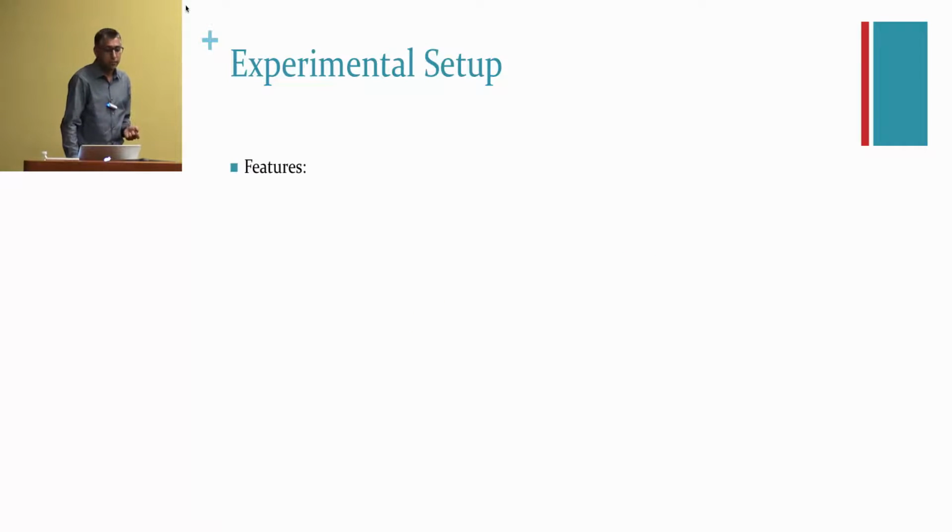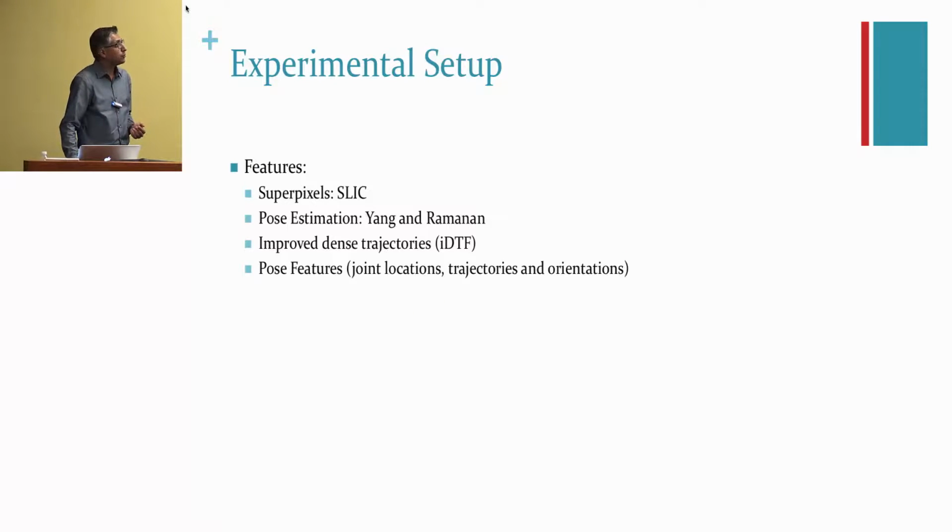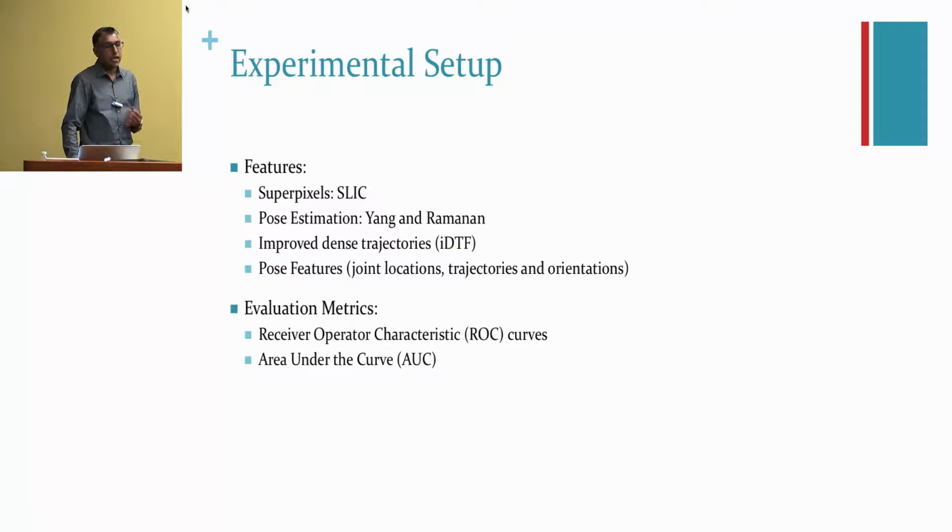For experimental setup, these are the features that we use. So for superpixel, we use the SLIC method. For pose estimation, we use Yang and Ramanan's method. We use improved dense trajectories as well as pose features. For evaluation metrics, we use the standard way of measuring the action localization, which is the ROC curves, receiver operating characteristic, as well as the area under the ROC curve.